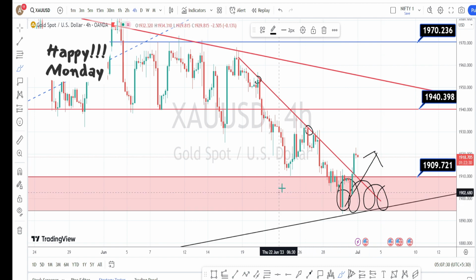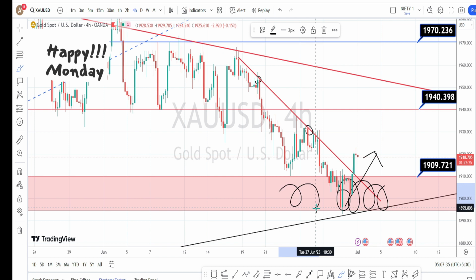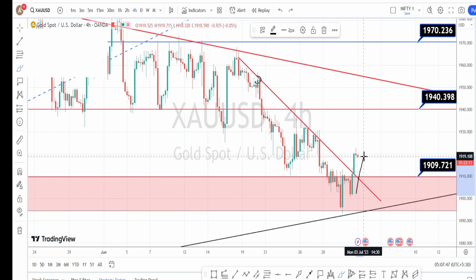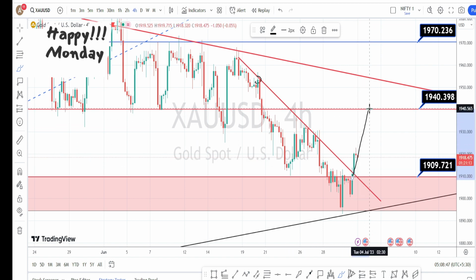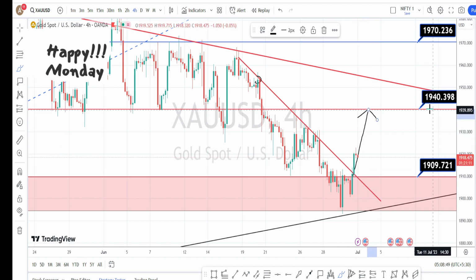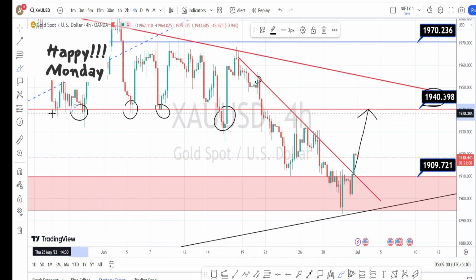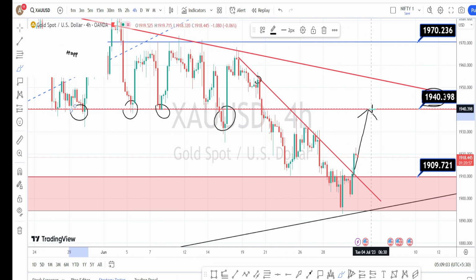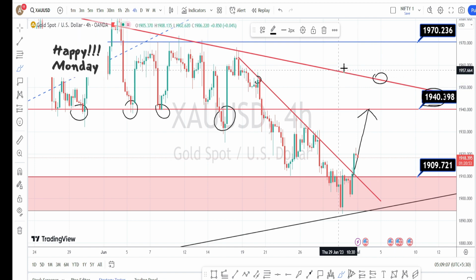So for now this zone is acting as a very strong support zone for the 4 hours time frame also, and we have noticed the price action bounce back on the bullish side retracement. If the price action continues its bullish side retracement, we can expect it to find resistance around this level of 1940, because this zone had acted as a very strong support zone in the past price action. So this will be acting as a resistance zone for the future price action, and also we have a daily time frame resistance line running over here.